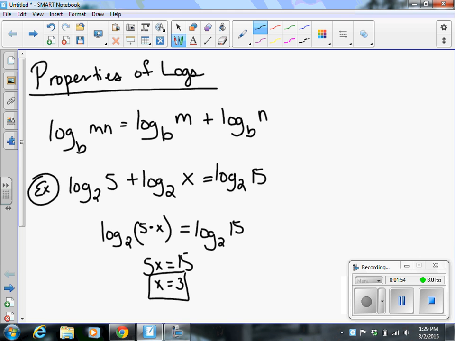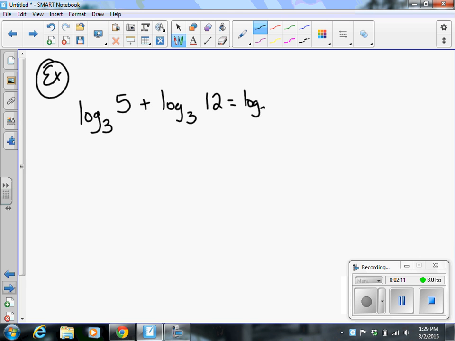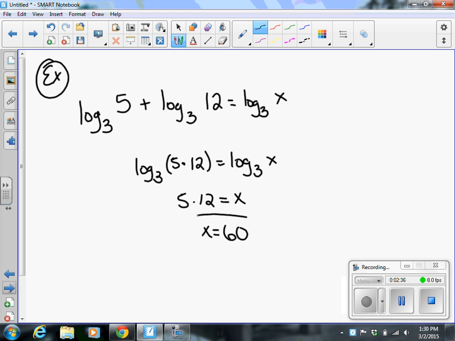Okay, so for you guys, I want you to do one more of these. Let's say, for instance, I have the log of base 3 of 5 plus the log base 3 of 12 equals the log of base 3 of x. Your job is to find x. Because I'm adding, I know that it's the log of base 3 of 5 times 12 equals the log of base 3 of x. So 5 times 12 equals x. Looking at this, I know x has to equal 60.